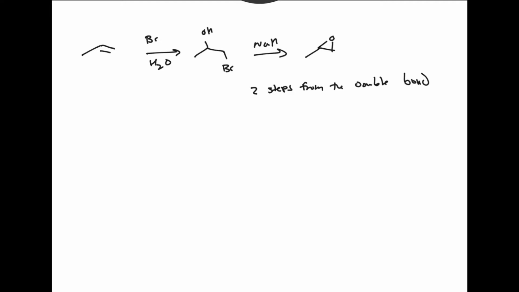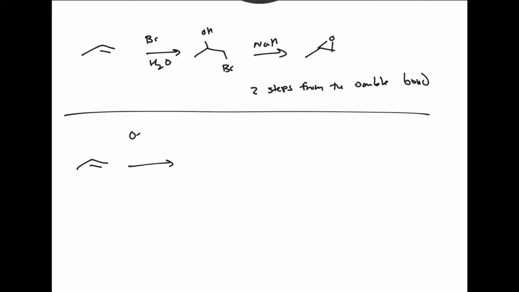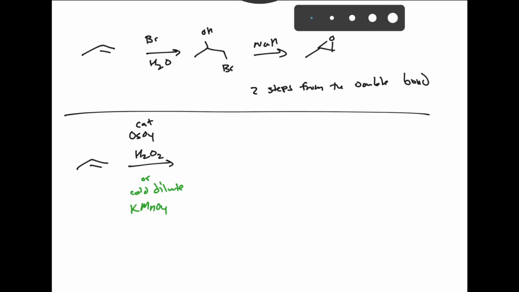And if you want to do this reaction with a diol, if you start from your double bond, you've got to turn your double bond into a diol. So we can use catalytic osmium tetroxide and hydrogen peroxide, or cold dilute KMnO4, and that will make your diol.